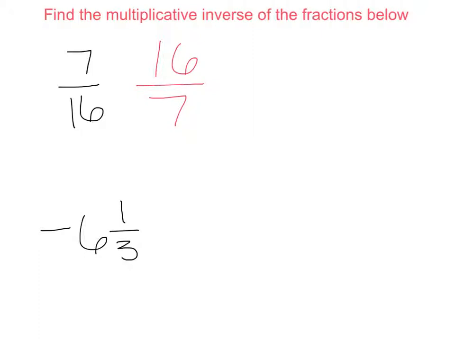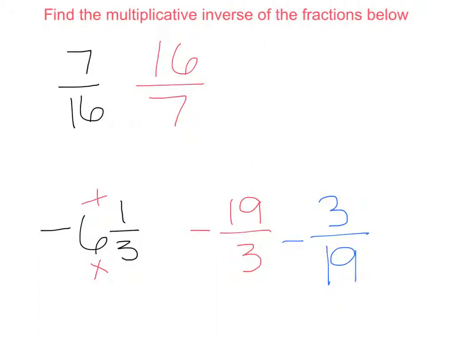The next example is -6 1/3. To find the multiplicative inverse, you first have to turn this into an improper fraction. So we multiply and add. So we get -19/3. So the multiplicative inverse here would be 3/19, and it's still a negative.